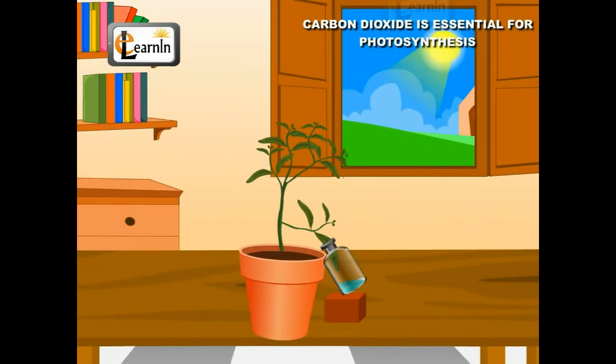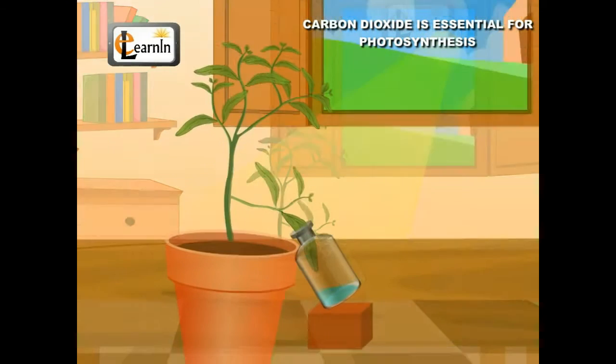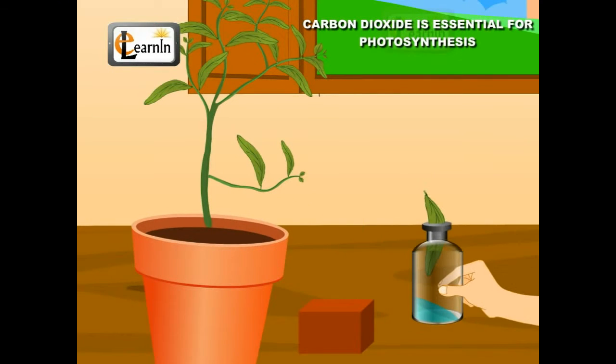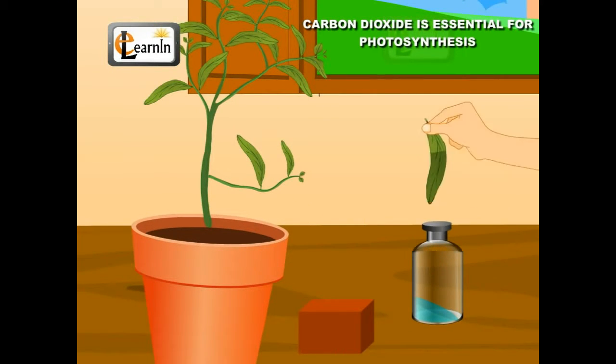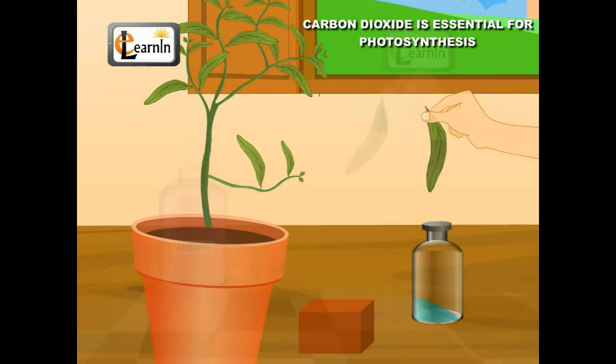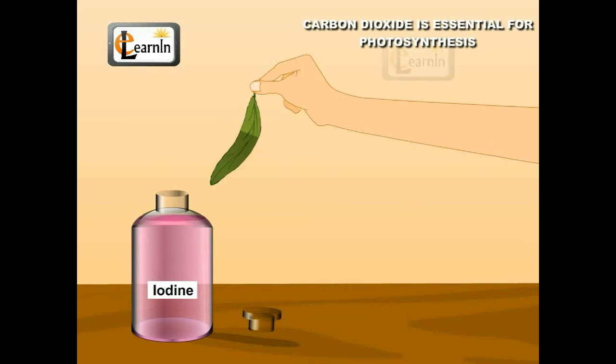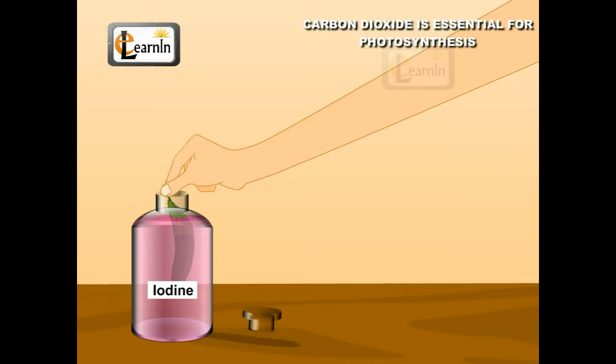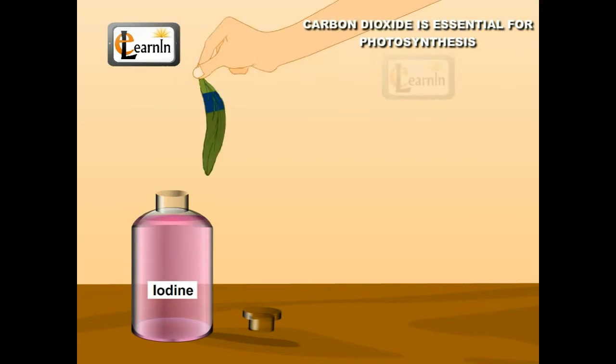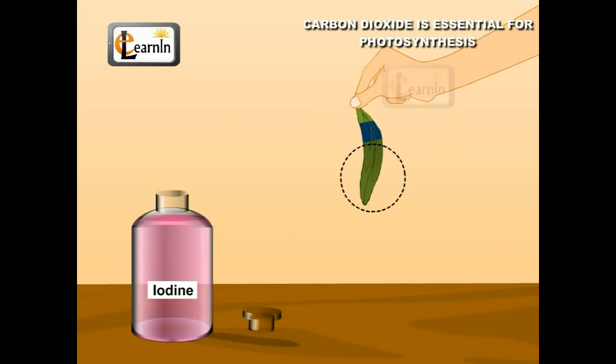Keep this unit in the sunlight for 3 to 4 hours. After 3 to 4 hours, detach the leaf from the plant and take it out of the bottle. Test it for starch with iodine solution. We'll observe that the part of the leaf which was inside the bottle does not turn deep blue. However, the part of the leaf that was exposed to the surroundings prepares starch and so turns deep blue.